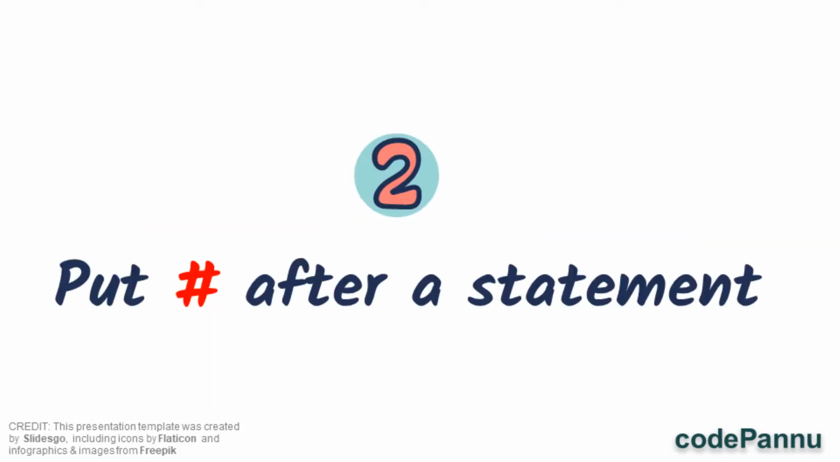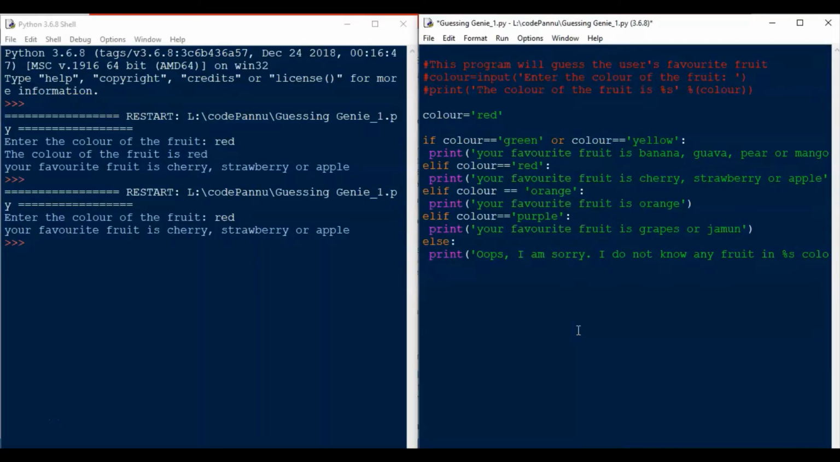The second way to use a single line comment statement is to put hash in the middle of a statement or after a statement. When we put hash anywhere in the statement, the part after the hash will become a comment. Let me show you an example.